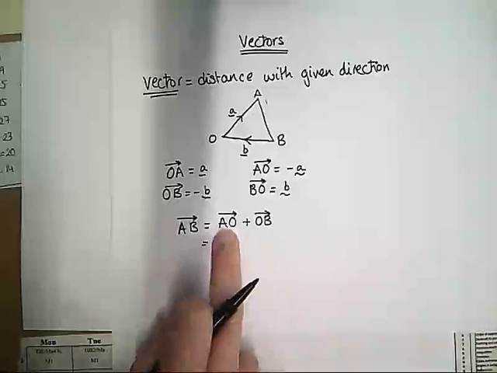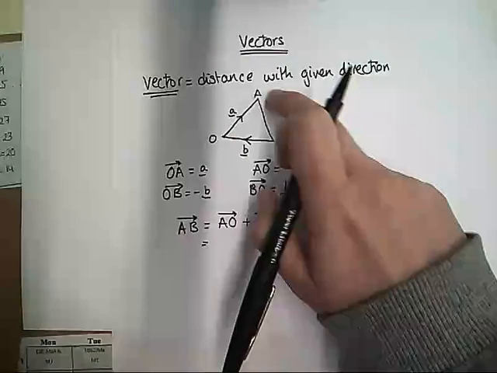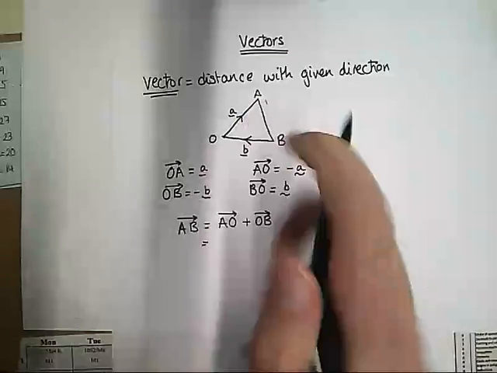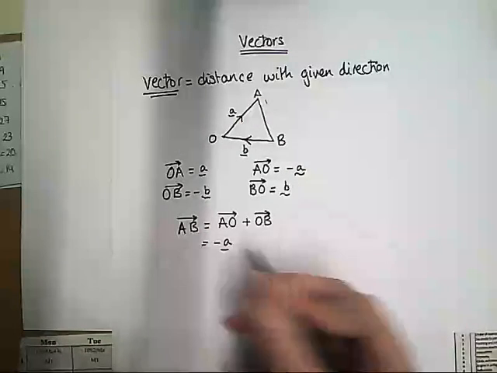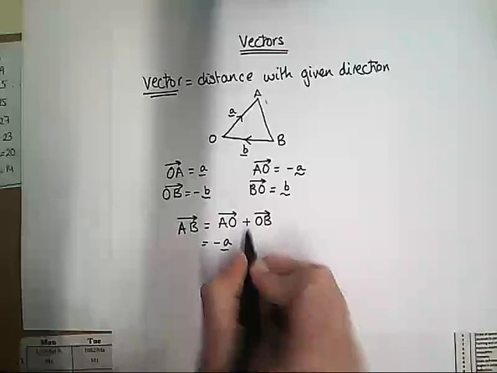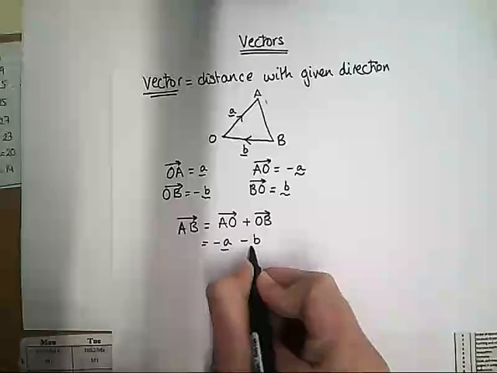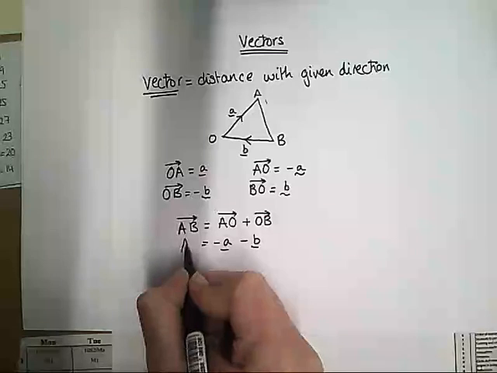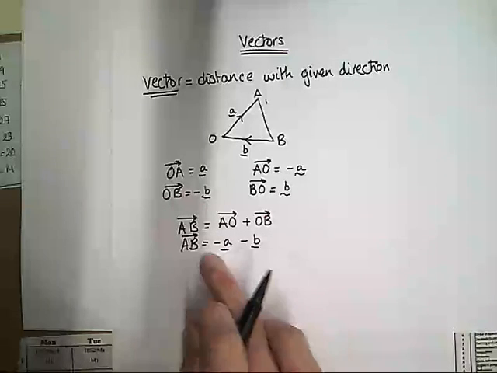To get from A to O, I'm going in the opposite direction of the arrow, so that's minus A. And then to get from O to B, I'm going in the opposite direction to the arrow again, so that is minus B. So my vector A to B is minus A minus B.